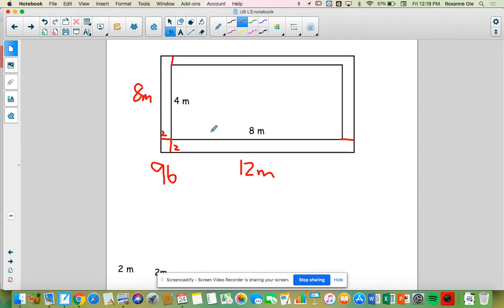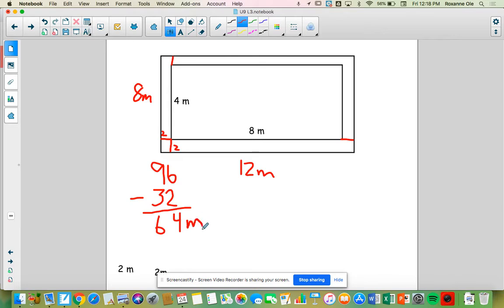But the deck obviously is not on top of the swimming pool. So now what we need to do is subtract the area of the swimming pool from the area of the outer rectangle. So 8 times 4 is 32. So we're going to subtract that area. 6 take away 2 is 4, and 9 take away 3 is 6.